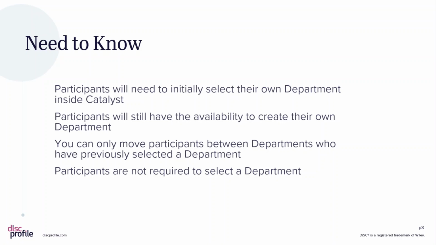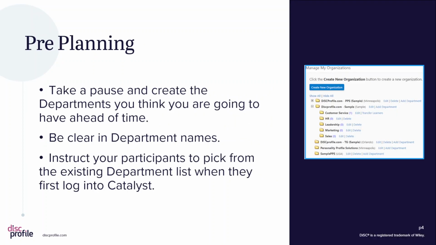A couple things you need to know right out the gate: participants will need to initially select their own department inside Catalyst. Participants will also have the availability to create their own department. Just because you created them ahead of time does not mean that they have to select those. You can only move a participant between departments who have previously selected a department, and participants are not required to select a department. You can do a little bit of pre-planning, and gather all of the departments that you are going to need inside that organization.